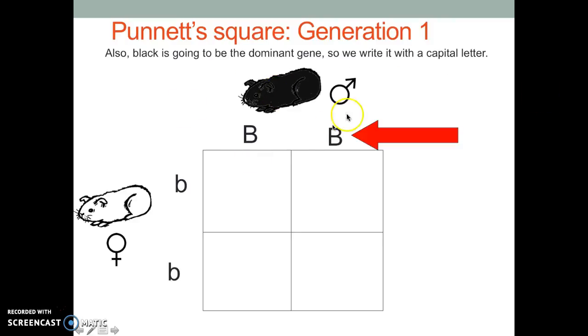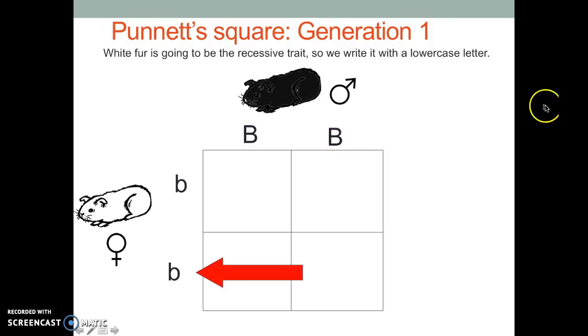Black is going to be our dominant gene in this example, so we write it with a capital letter. Now, if you ever see one with a capital letter, that means that it's going to be dominant, which means that it is expressed. So, that means that the animal is going to look or express whatever the dominant gene is. If we have a recessive trait, though, that means we have lowercase letters. For a recessive trait to be expressed, we need two of the recessive traits or genes.